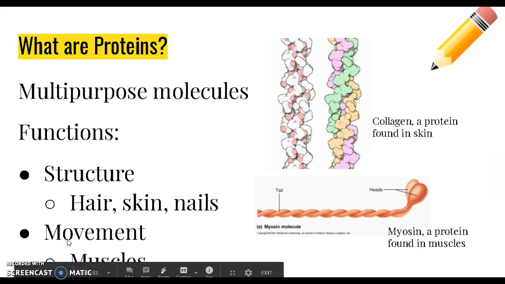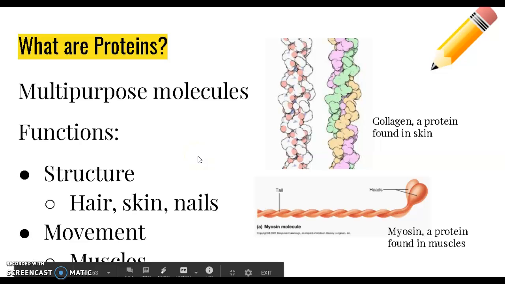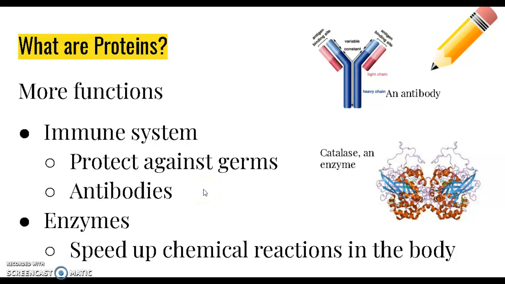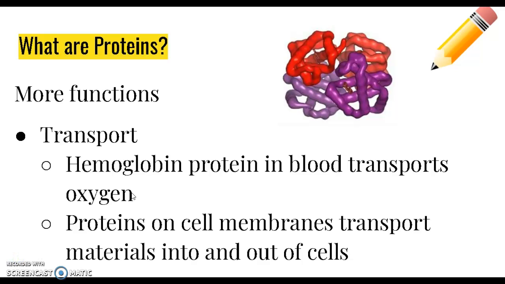Proteins, they have many functions. They're multi-purpose molecules. And as a result, they have a lot of different functions. They function in structure, for hair, skin, and nails, for movement, like in your muscles, you have a lot of protein. They play a role in your immune system. So, for example, antibodies help protect you against germs. And then enzymes. We're going to talk more about enzymes in class, but these are molecules that speed up chemical reactions in the body. And lastly, transport.